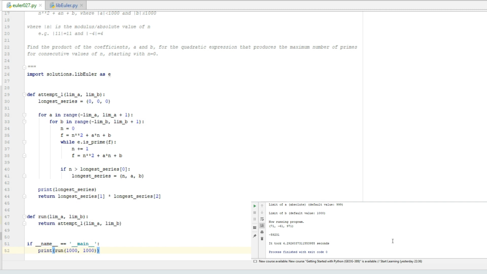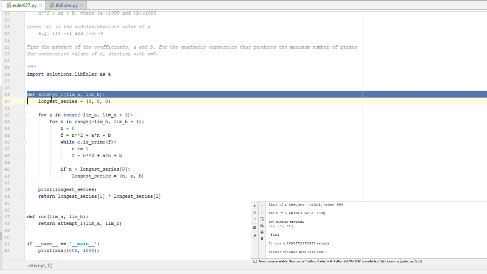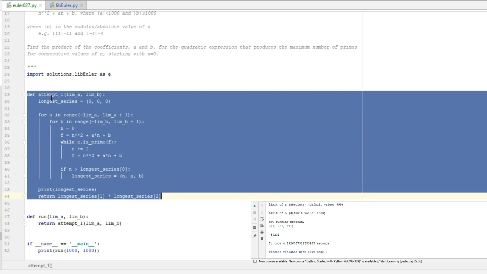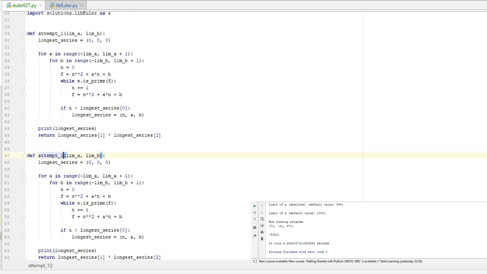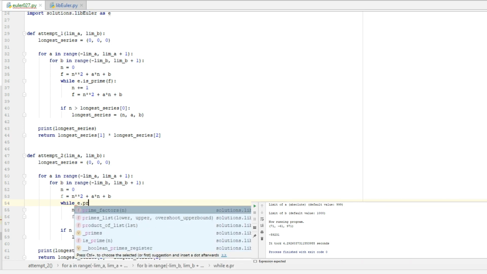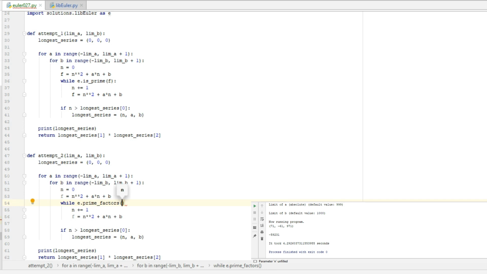Let's compare it to our prime factors function, which will be dramatic. I'm going to copy this and make attempt number 2, and I'm slightly going to alter that because our previous primes method did have a way of indicating if a number was prime, and that's not using this function, but using while e.primeFactors as a list, I guess. As I said, it's fine too.